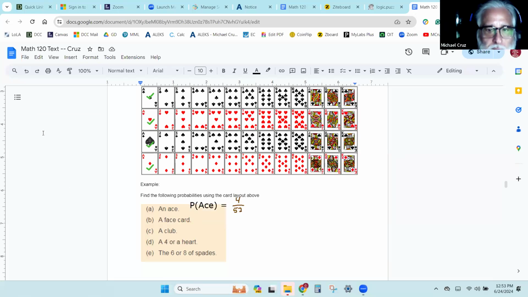Now, a face card. A face card. Well, that's all of these over here, the Jack. And how many are those? There's 12, right?